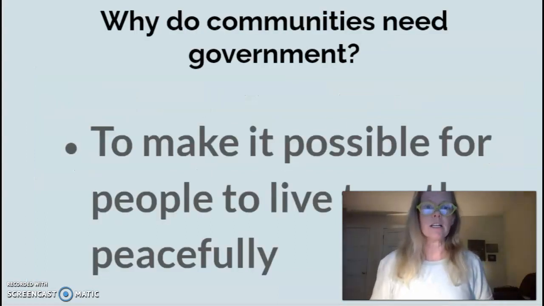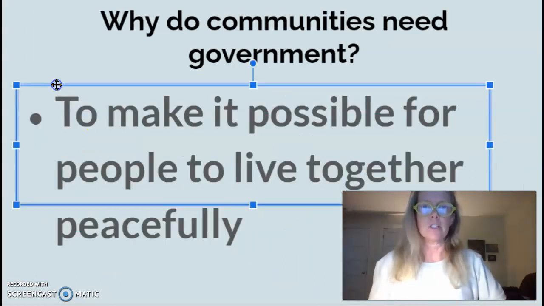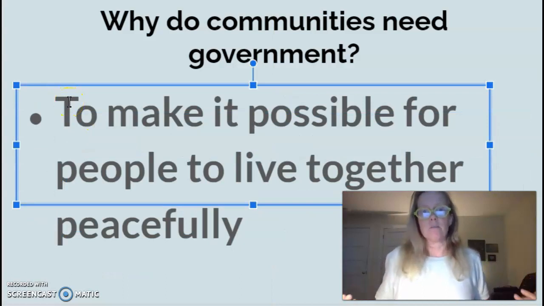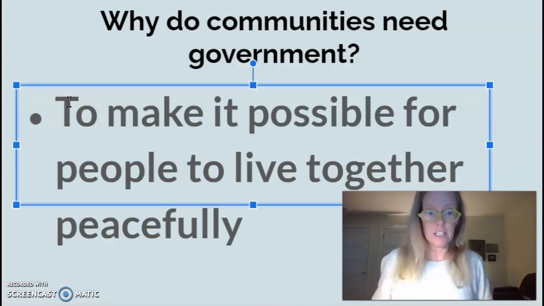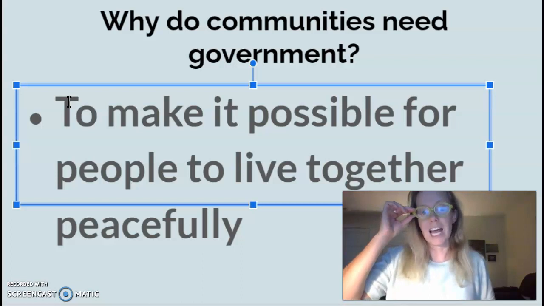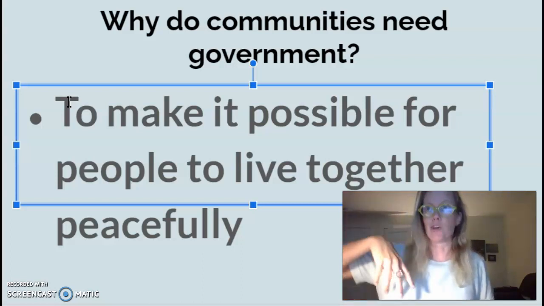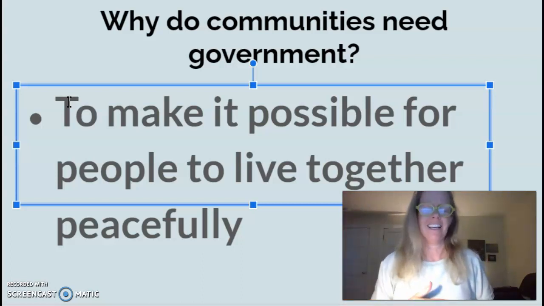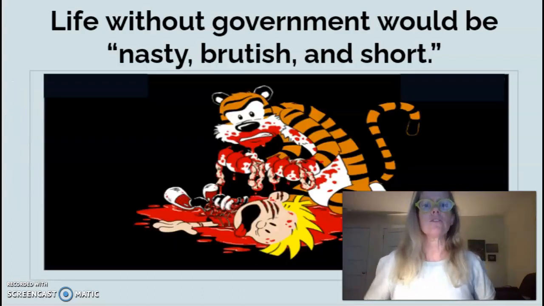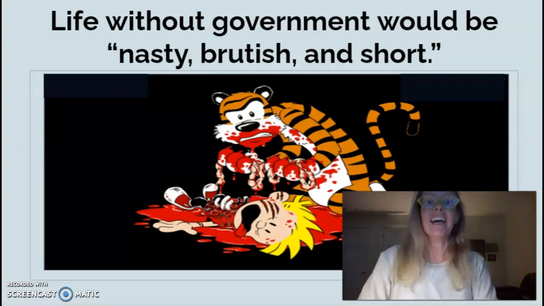Why do communities need government? Again, I feel like you probably know the answer to this already, but my short answer is to make it possible for people to live together peacefully, right? We don't want any of those anarchists, those people that think, we don't need government, we'd be fine. Not true. We all need government. It makes it possible for us to live together peacefully, and a lot of benefits come from this. As a wise old man said, life without government would be nasty, brutish, and short.